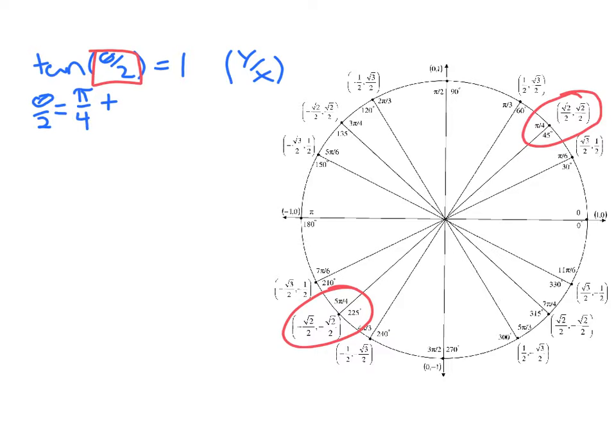plus, now the period for tangent is pi, so I could write plus pi n, or I could write plus 2 pi n if I'm not really thinking about the period for tangent. But let me tell you that will save you some time. So you'll end up with the right answer in the end either way.